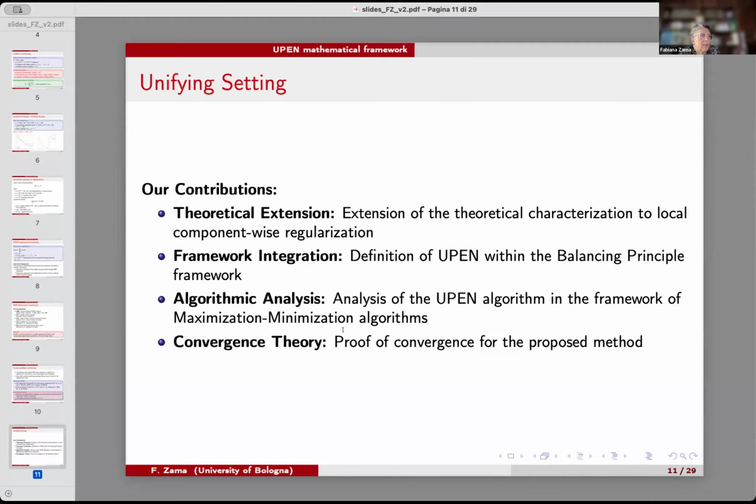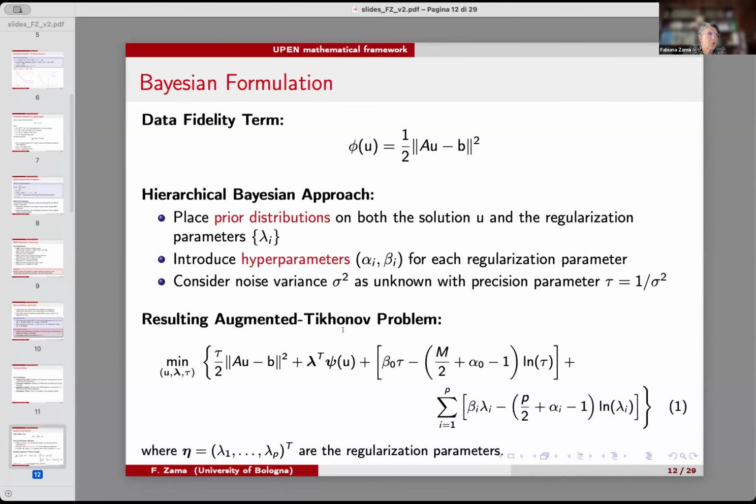Now, I will not show you all the details, but I want to show you just the main steps. First of all, we have this data fidelity term, and this is a least square because we assume that the noise is a Gaussian distribution. We were able to extend the augmented Tikhonov problem, where, using a hierarchical Bayesian approach, we set the priors for the regularization parameter and the noise variance in this parameter tau.